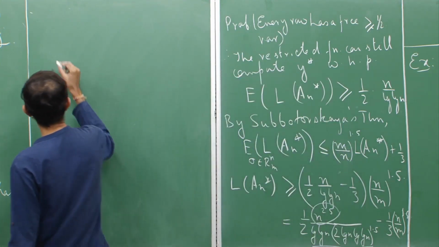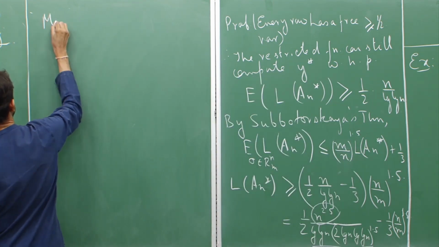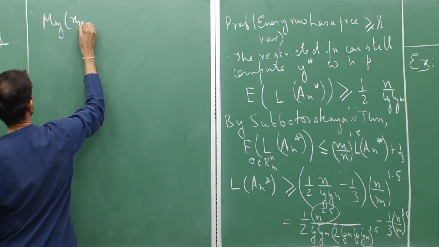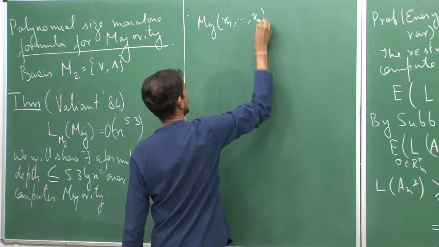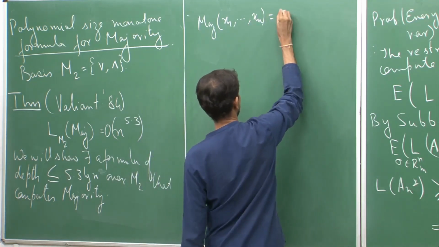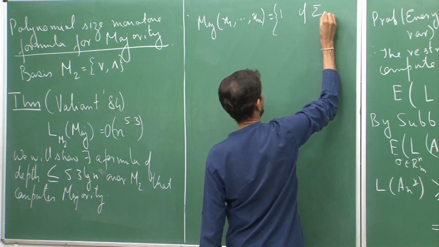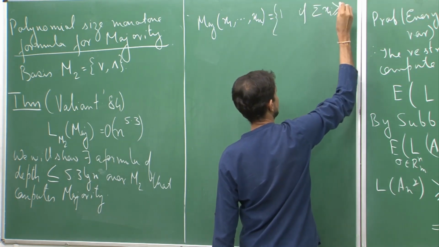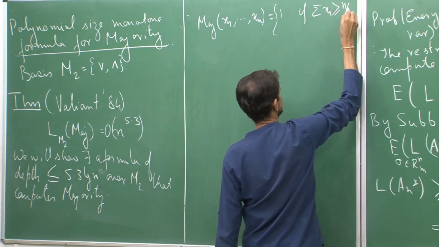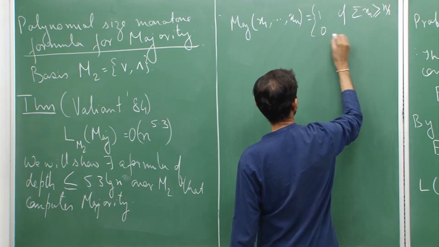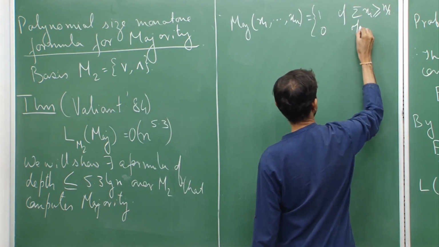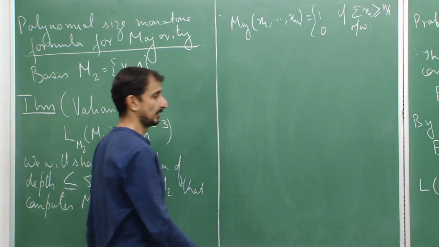Let me quickly recall what the majority function is. Majority of x1 to xn is equal to 1 if sigma xi is greater than n by 2, and it is equal to 0 otherwise.